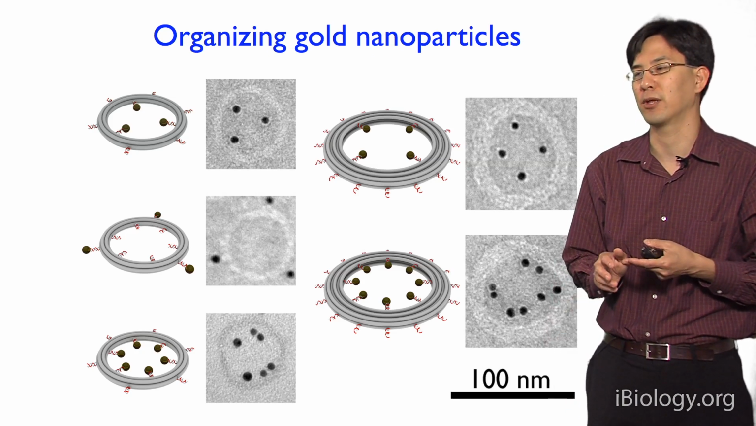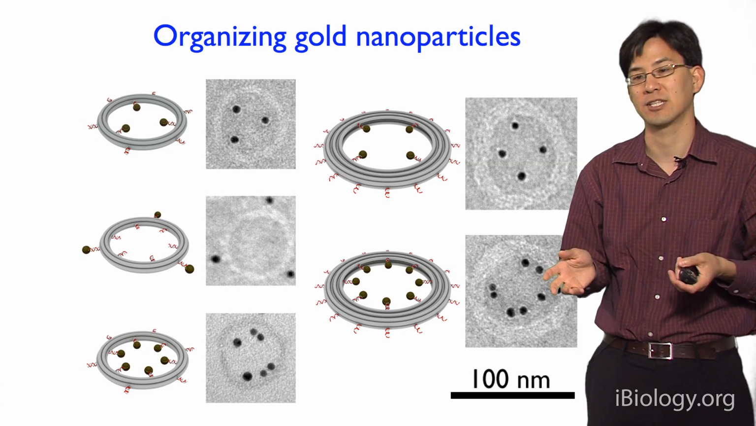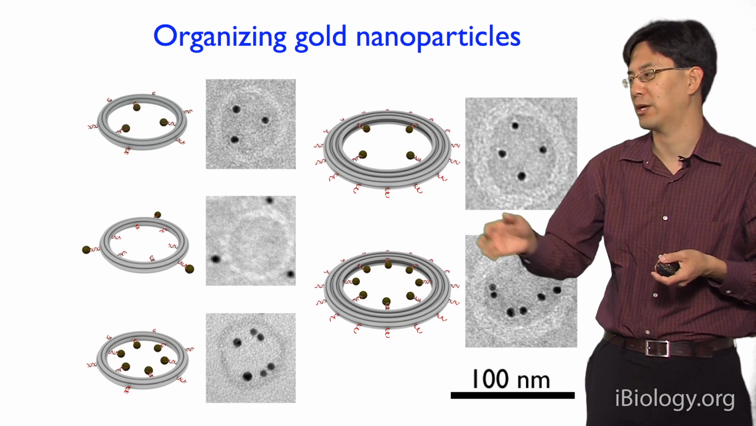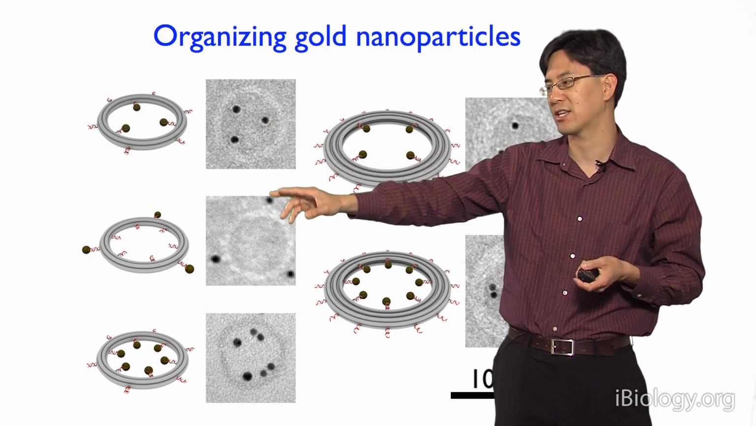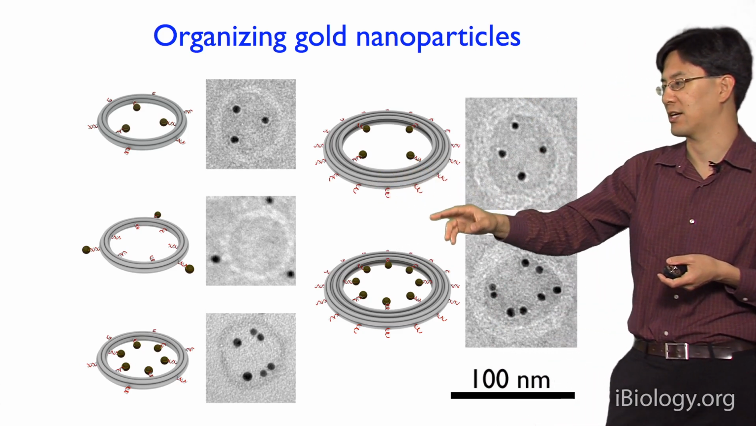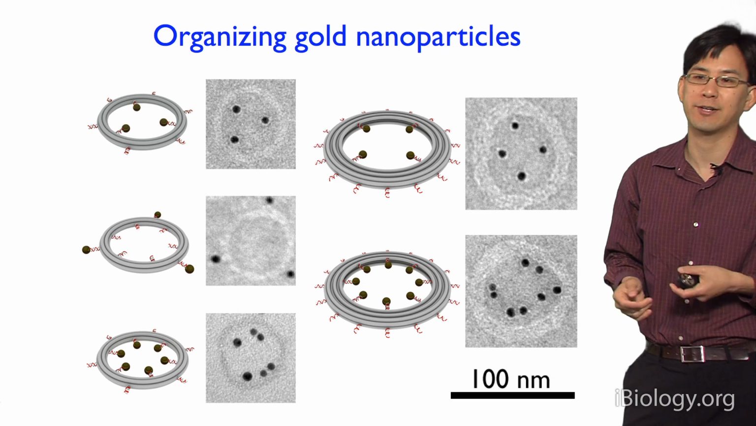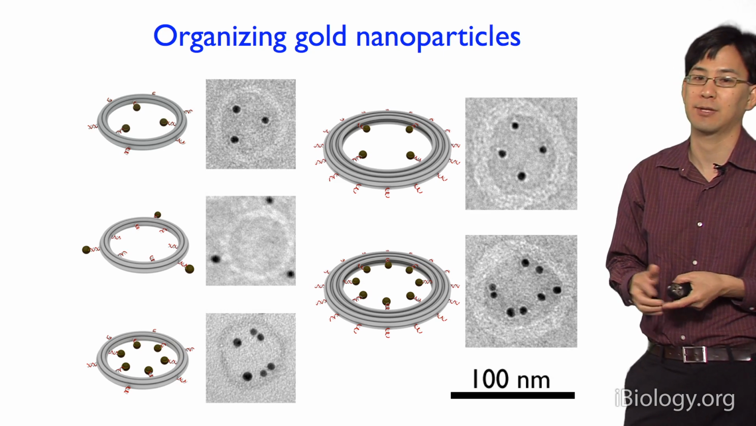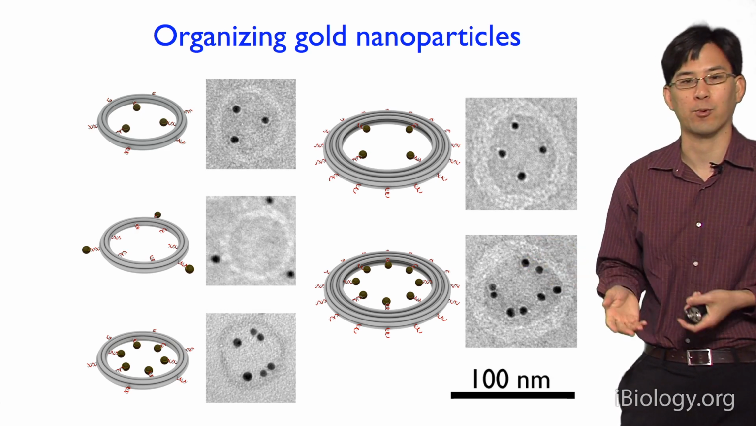Just to prove our ability to decorate our DNA rings with different guests, we started with gold nanoparticles instead of SNARE proteins. They're just easier to see in the electron microscope. We can demonstrate that we can decorate our DNA rings with 3 gold particles on the inside, 3 on the outside, 6 on the inside, 4 on the inside, 8 on the inside. What we've observed so far is that we can get something on the order of 90% occupancy of our sites. We'd like to get higher than that, something more like 99.99%. It's something we're working on.